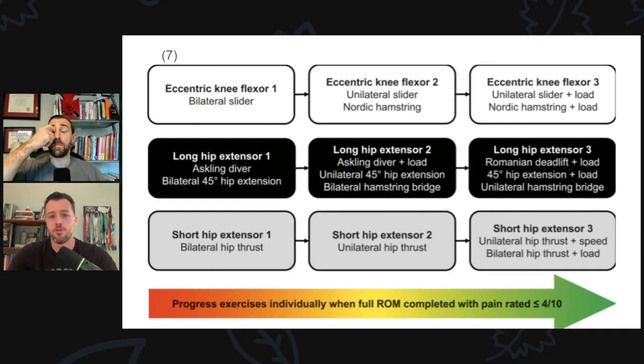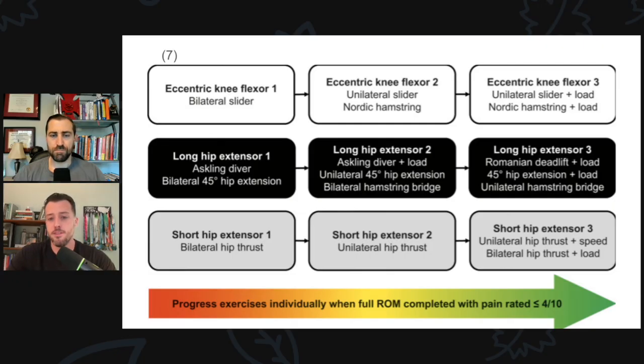So this was taken from that Hickey paper, and I just wanted to include this because I thought it was pretty interesting how they were breaking up the different hamstring exercises. It gives you a framework of how to group these things. So one category of exercise they had was eccentric knee flexion based exercises. The second one was a long hip extensor exercise. And the third was a short hip extensor exercise. So those are the three different categories.